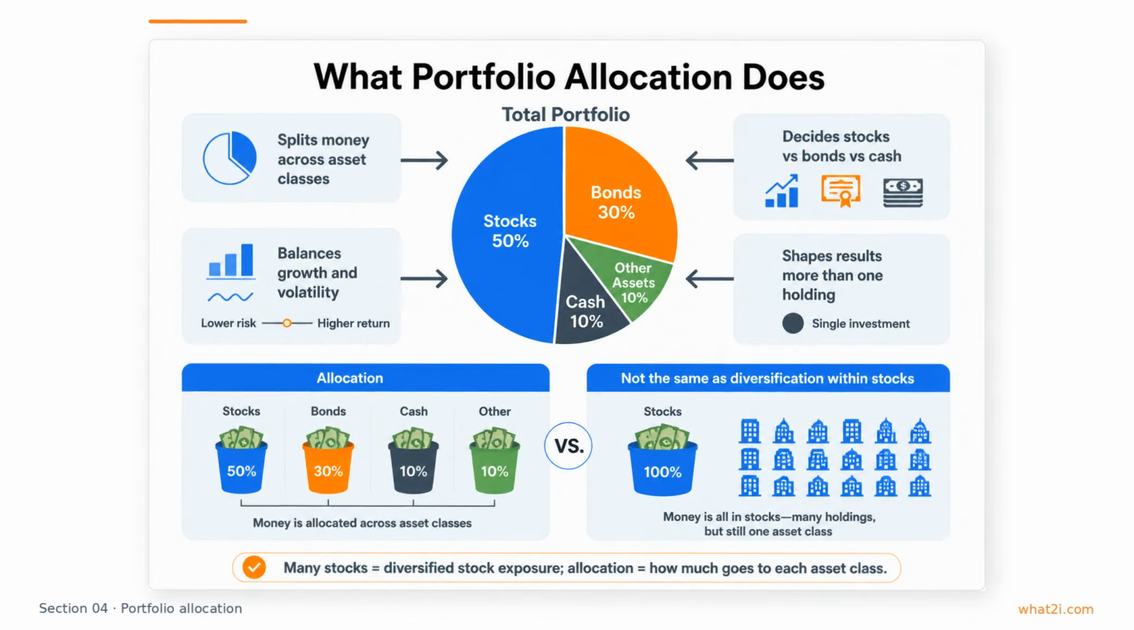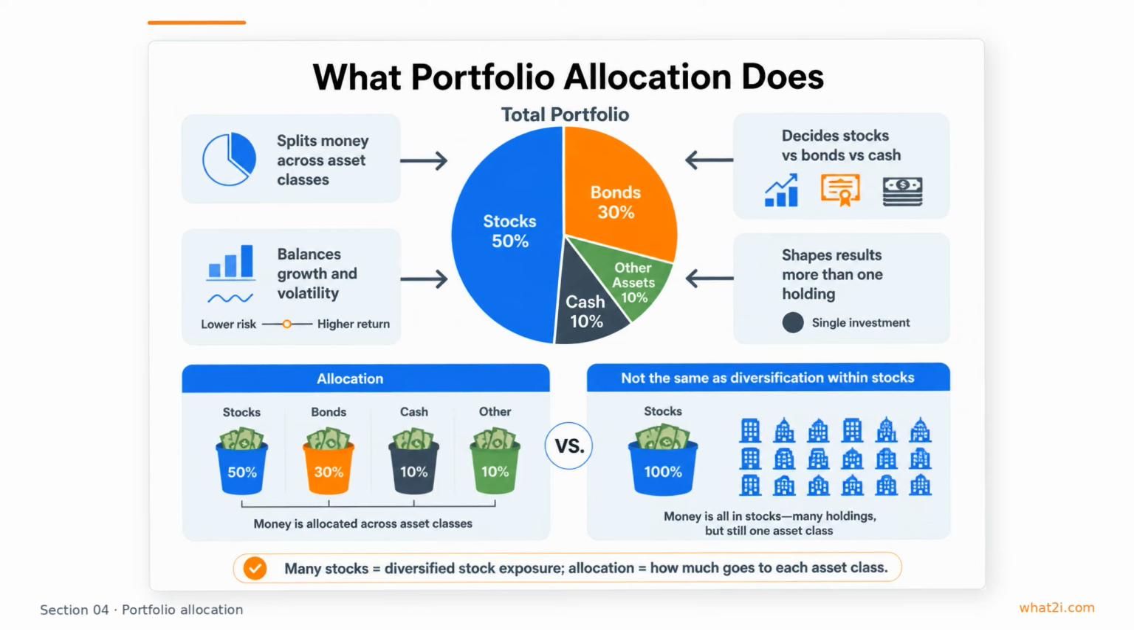Section 4. Portfolio Allocation. Diversification asks how holdings behave together, and portfolio allocation steps back even further to decide how much capital belongs in each major asset class. Allocation is the overall blueprint of the portfolio. It determines how much goes to stocks, bonds, cash, digital assets, or other categories. That matters because asset class exposure often drives portfolio behavior more than any single holding inside those buckets. Owning many stocks can diversify stock-specific risk, but it does not answer how much of the whole portfolio should be in stocks in the first place.